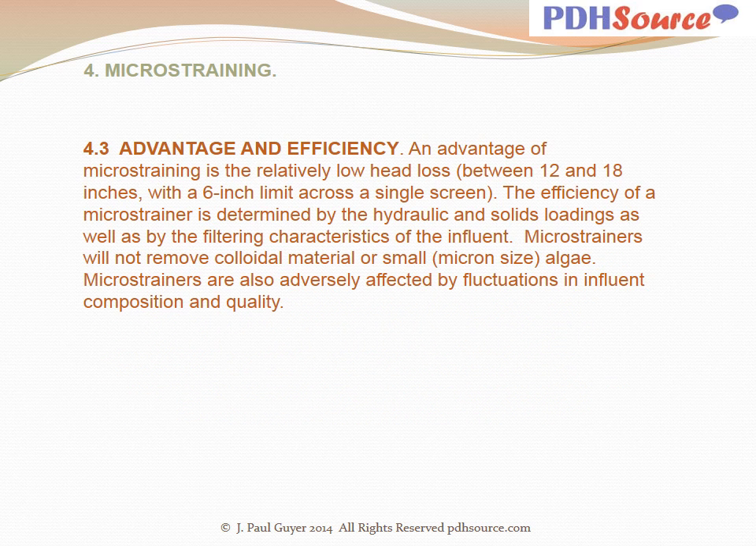An advantage of microstraining is the relatively low head loss, between 12 and 18 inches, with a 6-inch limit across a single screen. The efficiency of a microstrainer is determined by the hydraulic and solids loadings as well as by the filtering characteristics of the influent. Microstrainers will not remove colloidal material or small micron-size algae. Microstrainers are also adversely affected by fluctuations in influent composition and quality.